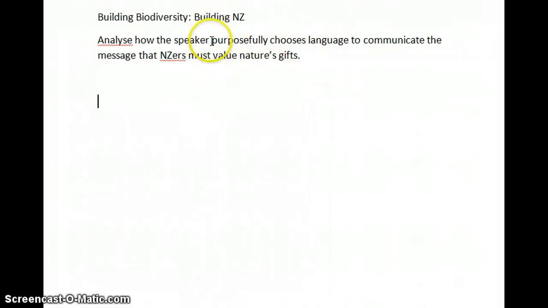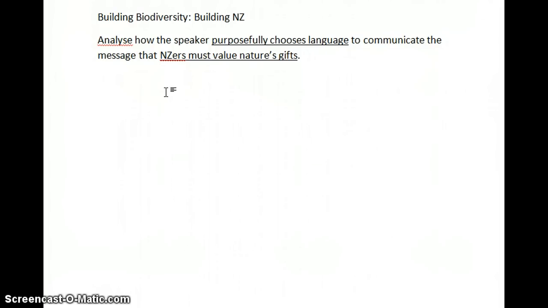So for example, in this question about the text, the speech building biodiversity, building NZ, the question is asking us to analyze how the speaker purposefully chooses language to communicate the message that NZers must value nature's gifts. So right away, I want to start my answer by addressing that question.